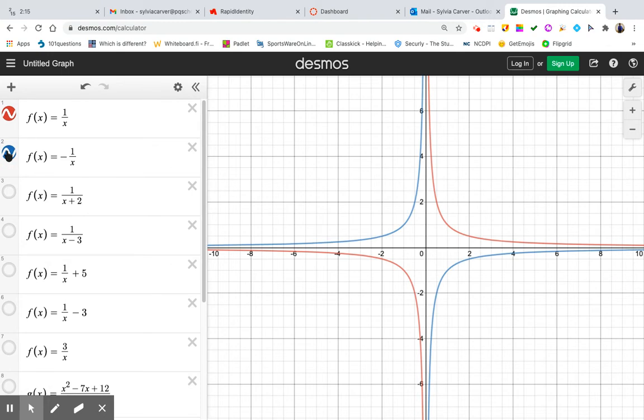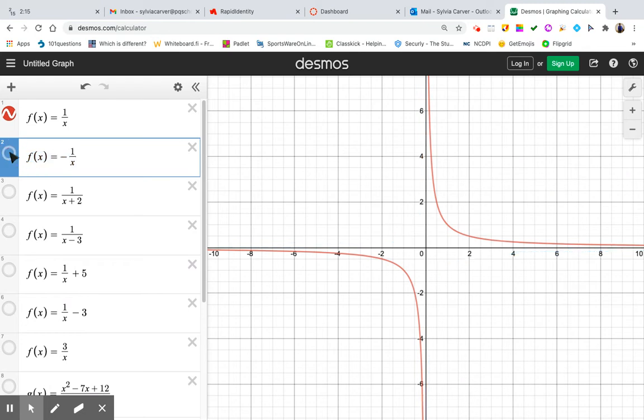This is a reflection over the x-axis, and I'm sure, hopefully, you remember that. So for this one here, if you add a negative in the front of any type of function, today we're studying rationals, but in front of any type of function, it's going to reflect over the x-axis. So the blue is a reflection over the x-axis. Now, let me get rid of this one. Let's go see what else happens.